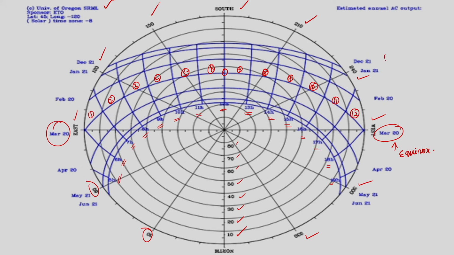Right, and we have two solstice days. One is on June 21st, that is this line, and then another is on December 21st. So, this is winter time. This is supposed to be the shortest day of the year. Right. So, this is where we get the longest day. That means the sunshine hours.